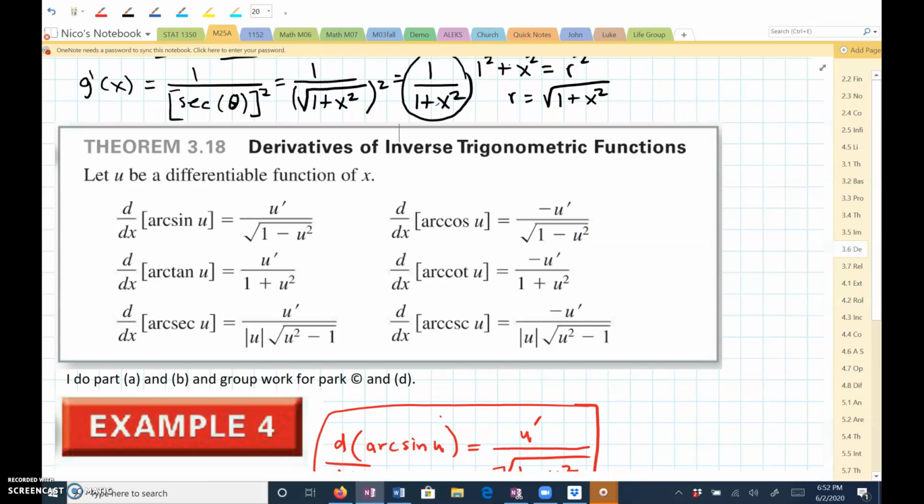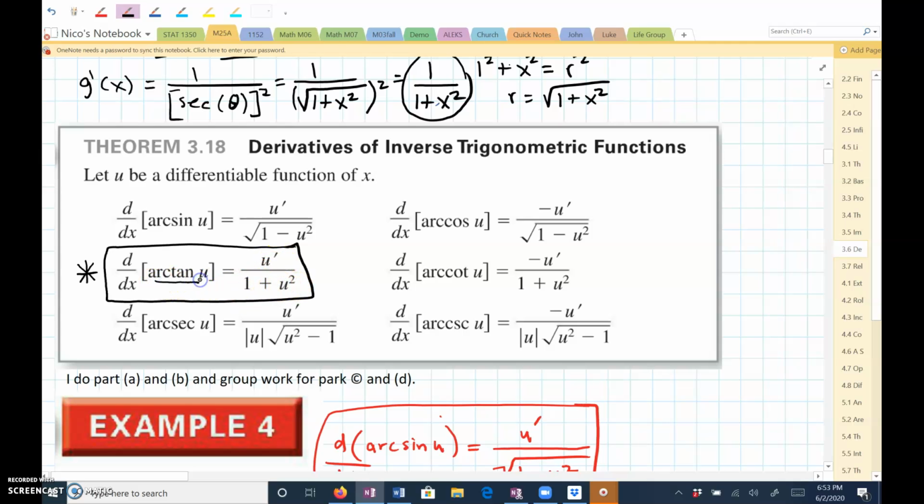We could go through the proof to prove this one we just did. Okay? But we could go through the proof for all of these. We won't do that. You just need to memorize all of these. So the derivative of arc sine of u with respect to x is going to be u prime all over the square root of 1 minus u squared. The derivative of arc tangent of u with respect to x, we basically just went over that, except we did the example where u was x. It's going to be u prime all over 1 plus u squared.